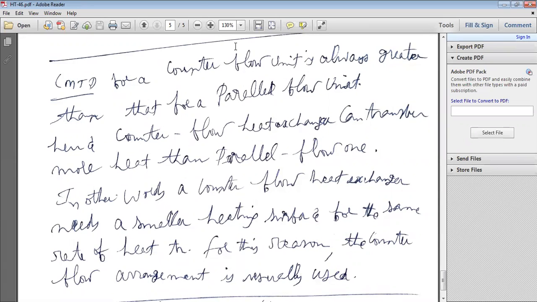Okay? So that's all for today. Any doubt? All of you try at home the derivation for LMTD of the counterflow heat exchanger.